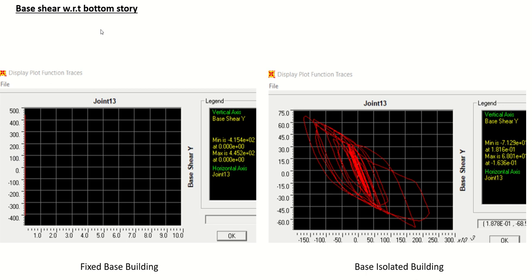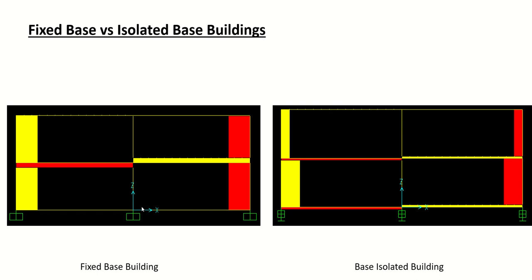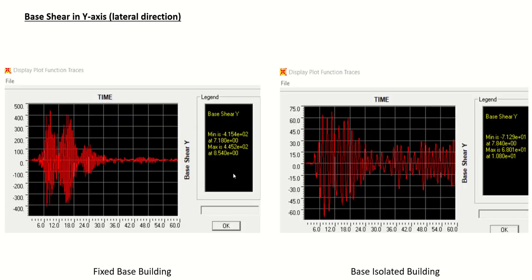This is the base shear with respect to the bottom story. Let me show you which one is which. This is the bottom story. This is joint 13, this is joint 14, and this is joint 15 at the top story. So I have made a comparison of joint 13 and joint 15. In the fixed base structure, joint 13 is fixed. However, in the case of the isolated structure, joint 13 is not fixed and it is attached to an isolator. So joint 15 will represent the top story, and joint 13 will represent the bottom story.